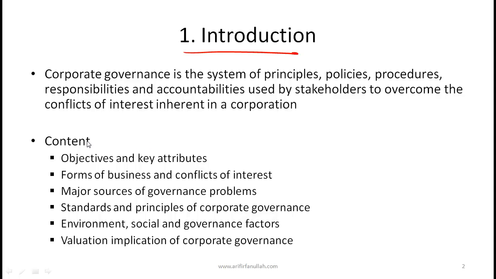What are the things we'll do in this segment? We'll talk about the objectives of corporate governance and the key attributes of a good corporate governance structure. What are the different forms of a business and the conflicts of interest that arise in each of these forms? The major sources of governance problems, the standards and principles of corporate governance, some environmental, social and governance factors, and finally the impact of corporate governance on the valuation of an entity.